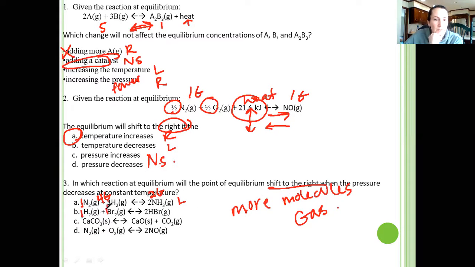1 plus 1, so you have 2 and 2. So this is no shift because the number of molecules are the same. Letter C, you have 0 gases and you have 1 gas. So this is the right shift. This is your answer. But I'm just going to double check letter D. I have 1 plus 1, so I have 2 and 2. So this is no shift because the number of molecules are the same.